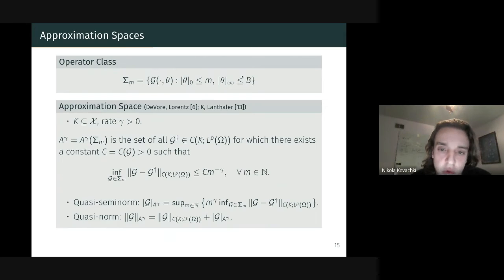Okay, b here is really not important. The main part is that I'm considering a space of this parametric class, which has at most m parameters. Then I can ask something about this space. I can ask, what are the mappings that can be efficiently approximated by the things in sigma m? This is the space A gamma. A gamma is called the approximation space of sigma m, and is the set of all G dagger which are continuous, and which I can approximate at a rate of m to the minus gamma.